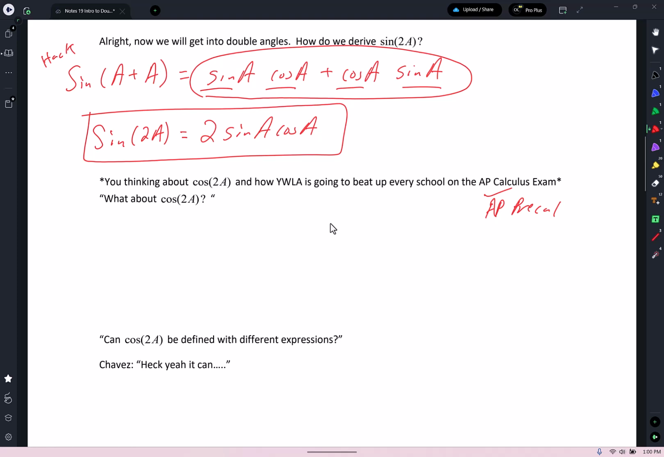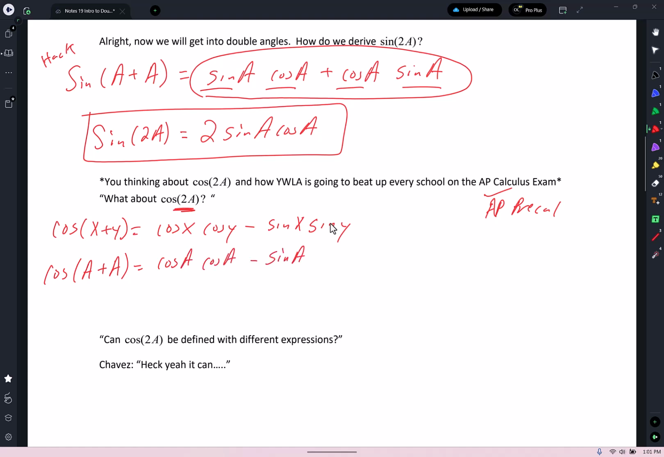I think we can. All right, cosine 2a. So again, we're gonna do a hack. We know that cosine x plus y is cosine x cosine y plus or minus? Minus sine x sine y. So instead of calling x, I'm going to call x a, and I'm going to call y a. Isn't a plus a 2a? And now look, we can just write cosine a cosine a minus sine a sine a.